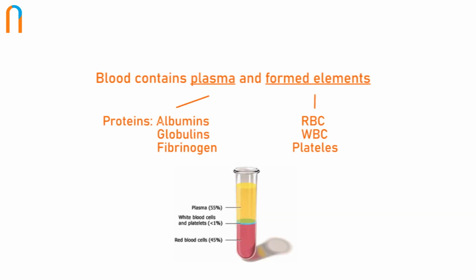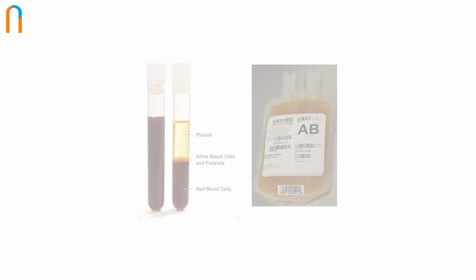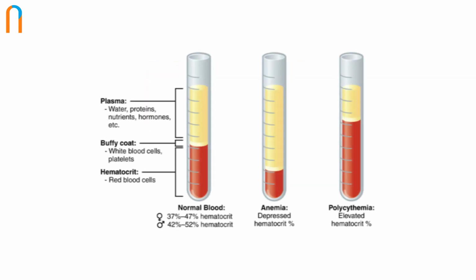The cellular elements of blood include a vast number of erythrocytes and comparatively fewer leukocytes and platelets. Plasma is a fluid in which the form elements are suspended. A sample of blood spun in a centrifuge reveals that plasma is the lightest component. It floats at the top of the tube, separated from the heaviest element, the erythrocytes, by a buffy coat of leukocytes and platelets. Hematocrit is the percentage of the total sample that is comprised of erythrocytes.